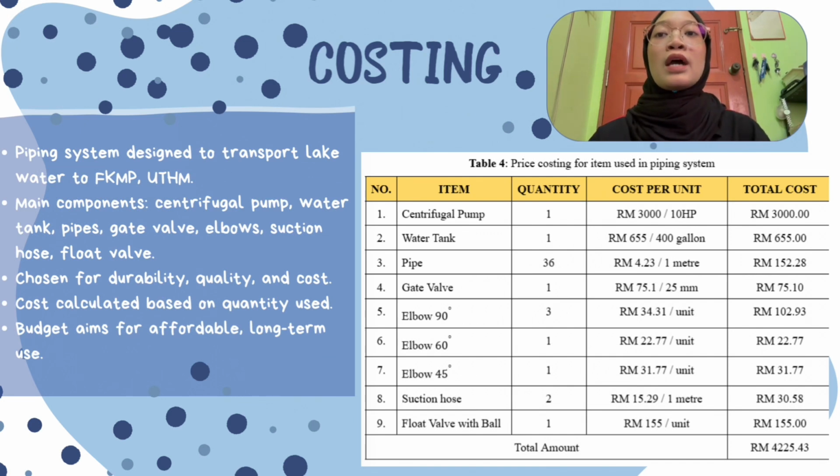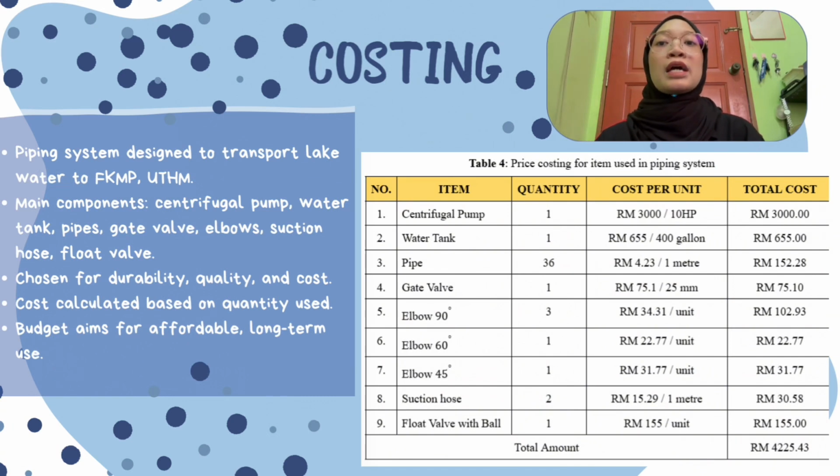And also elbows. We came up with 3 different elbows: 90 degree, 60 degree, and 45 degree. For the 90 degree elbow, we need to use 3 of them. Per unit it costs 34 ringgit 31 cent, which totals 102 ringgit 93 cent. The 60 degree elbow costs 22 ringgit 77 cent. The 45 degree elbow also needs 1 unit, which costs 31 ringgit 77 cent.